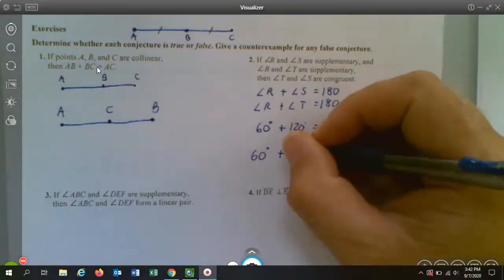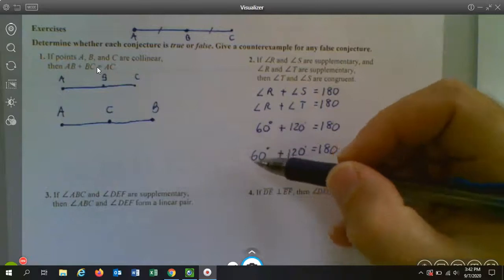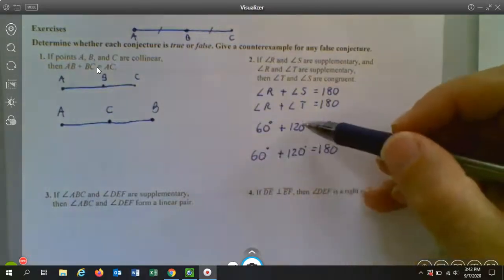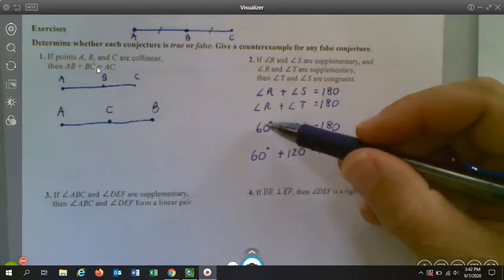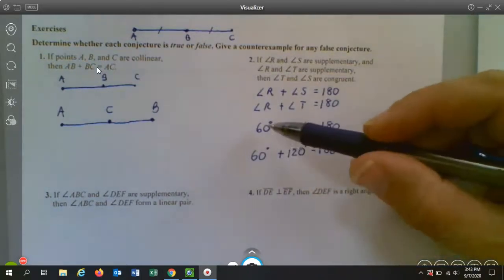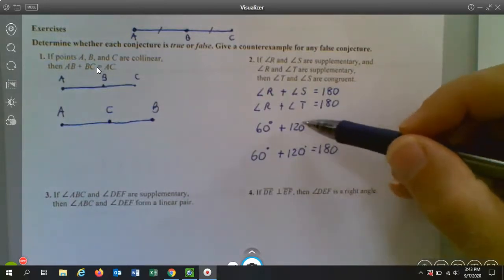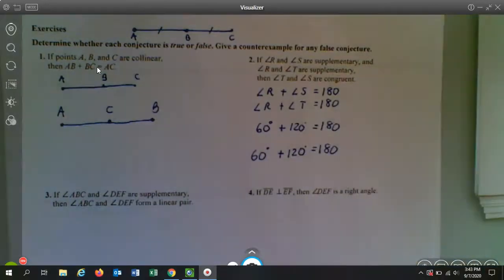Well, angle T would also have to be 120, right? So if angle R is 60, then these guys both have to be 120. And if you keep changing the number for angle R, you'll continue to find that whatever this is, this one has to be the same. So it is true that angle T and angle S are congruent. They're both the same angle, right?